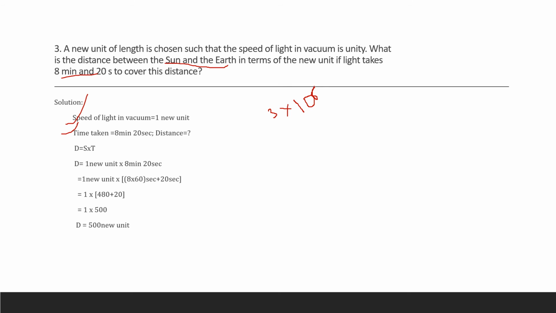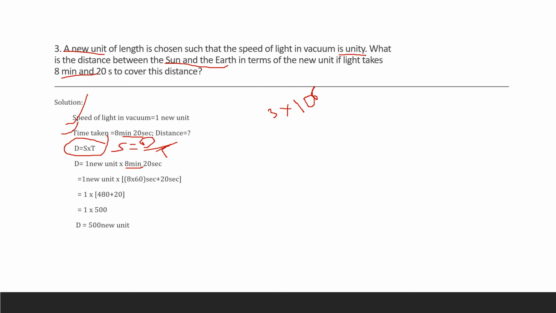So directly we go into the solution. Speed is given as 1, unity, that is 1, with the new unit. Time is given as 8 minutes and 20 seconds. You know, already from ninth standard you have been studying the distance, speed and time relation. Speed is equal to distance by time, so distance is equal to speed into time. Speed and time both are given. Here the time is 8 minutes and 20 seconds.